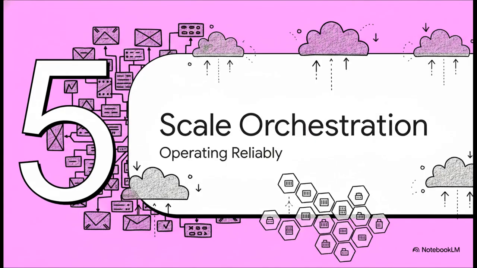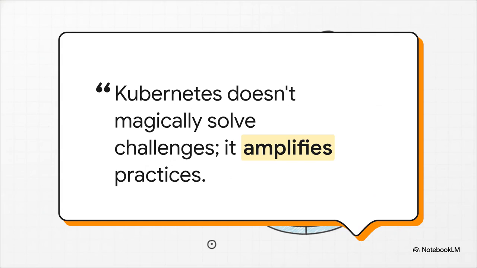Now we're getting into the deep end, Section 5, Orchestrating at Scale, Operating Kubernetes Reliably. I really want you to let this quote sink in. Kubernetes doesn't magically solve operational challenges, it amplifies both good and bad practices. Seriously, Kubernetes is an absolute powerhouse of a platform, but it is not a magic wand. If you automate a fundamentally broken process, you're just going to break things a whole lot faster. Operating at this scale requires immense discipline.